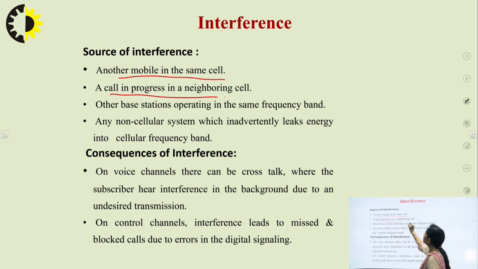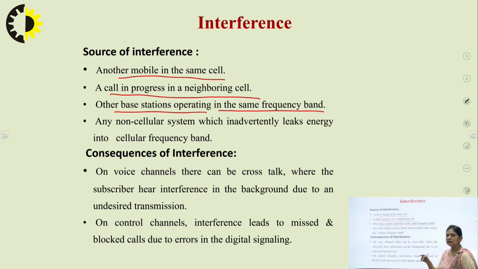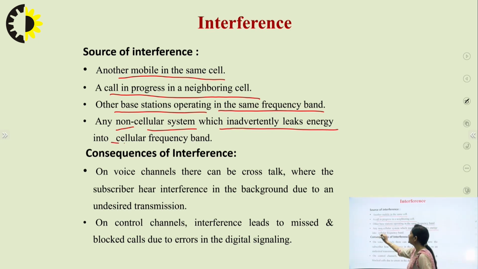a call in progress in a neighboring cell, which can also cause interference, or other base stations operating on the same frequency band. If I am working on a particular frequency and another base station is also working on the same frequency, it will cause interference. Any non-cellular system which inadvertently leaks energy into the cellular frequency band can also generate a frequency that comes inside the band of the cellular system, and that will also cause interference. Now, what will be the consequences of this interference in the case of a cellular system?